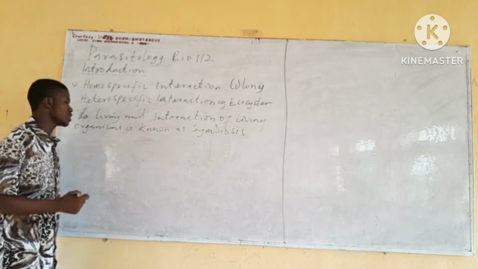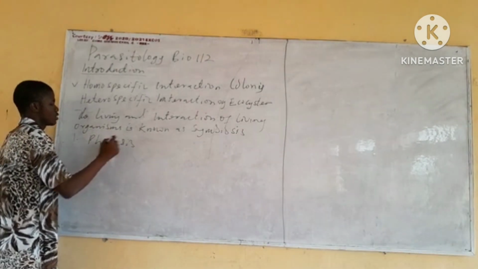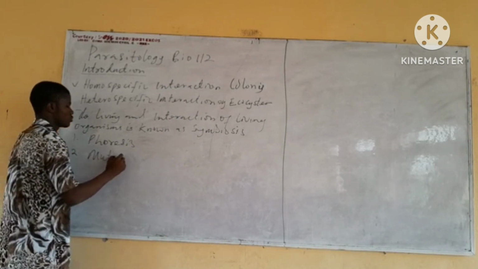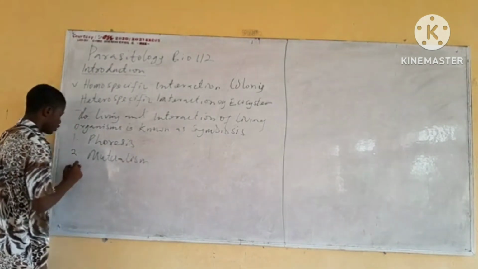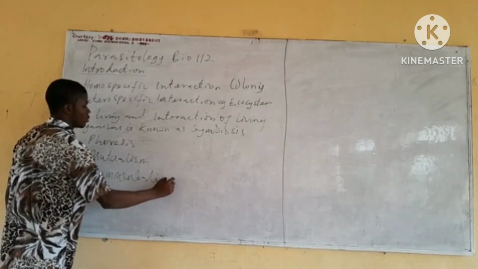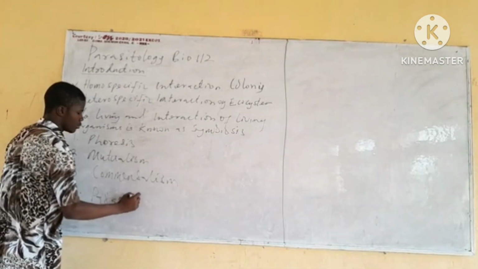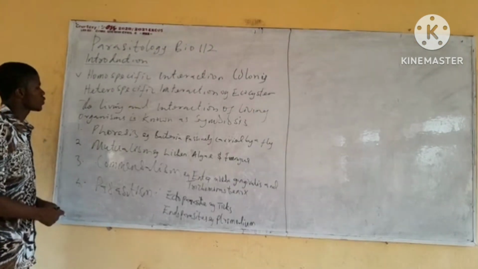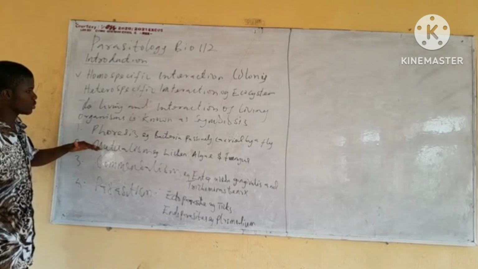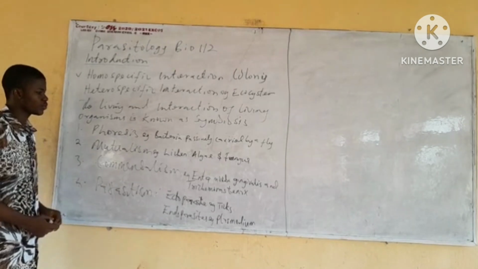The first one we'll be looking at is phoresis. The second one is mutualism. The third one is commensalism. Then the fourth one is parasitism. So listed here are the categories of relationship and interactions. And the first we'll be looking at is phoresis.